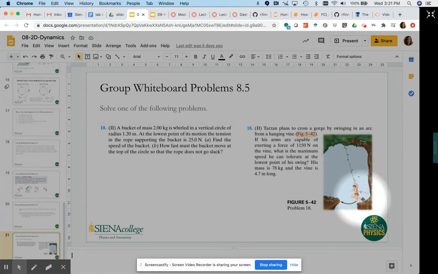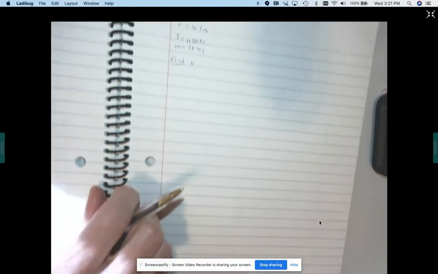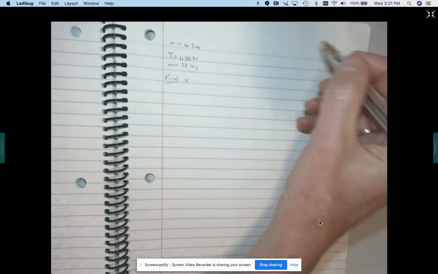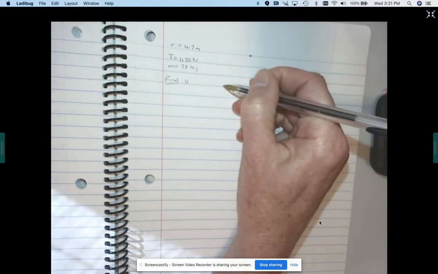Okay, so he's going to lift up and swing in a little part of an arc of a circle here, because his radius will be constant. And we want to find out what velocity he could tolerate and not lose grip on the vine. Okay, so let's take a look at that problem. So I just wrote down what we were given. We can draw our picture here of Tarzan.